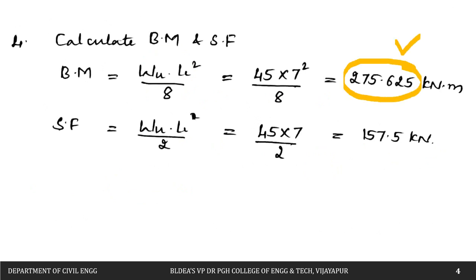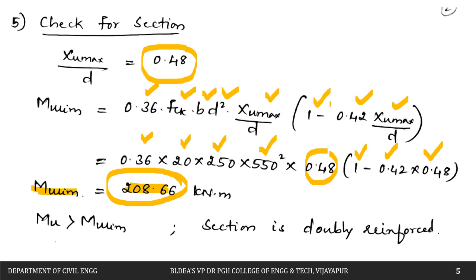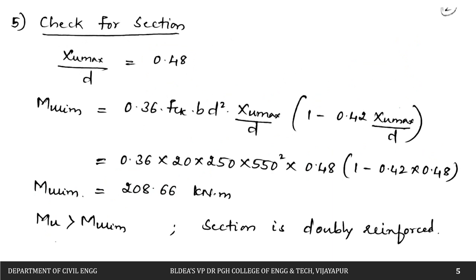But our bending moment, how much is it coming? It is 275. If you compare this 275 to 208, the moment which is coming, Mu, is greater than Mu lim, the limiting moment. So therefore this section has to be designed as a doubly reinforced beam. For example, if Mu is less than Mu lim, then you can design it as a singly reinforced beam. But here Mu is greater than Mu lim. So for this additional moment, we will provide the compression reinforcement and design it as a doubly reinforced section.